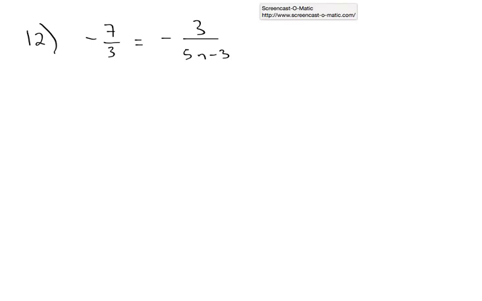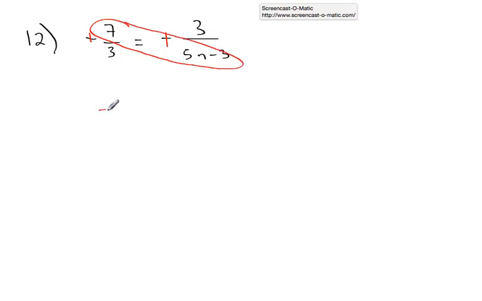I have negative 7/3 equals negative 3 over 5n minus 3. Both fractions or ratios are negative. In this case, if they're both negative, eventually I'm going to end up multiplying a negative times a negative, and a negative times a negative is actually a positive. So when they're both negative, you could ignore the negative signs because they will cancel each other out at some point, and now you just have 7/3 equals 3 over 5n minus 3, and then you can start your problem.